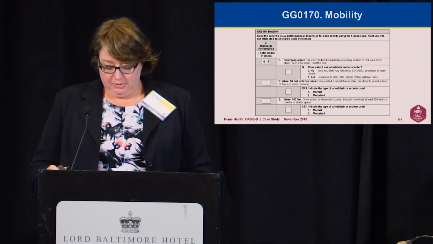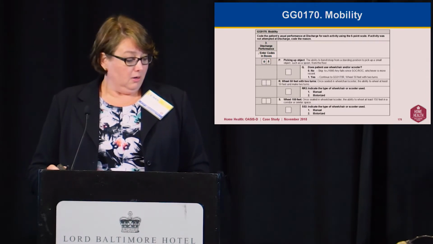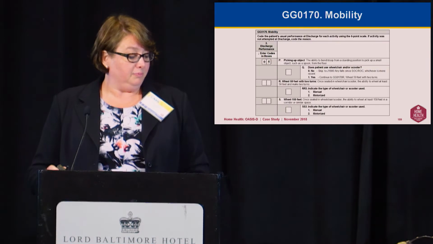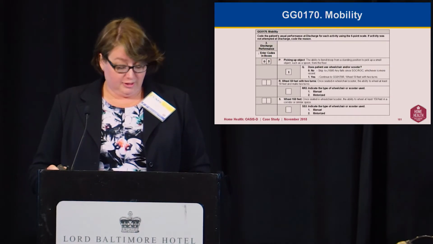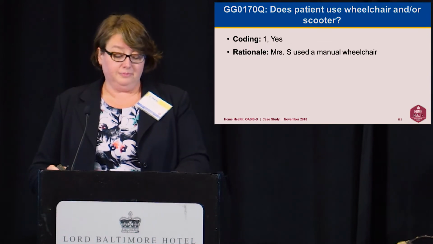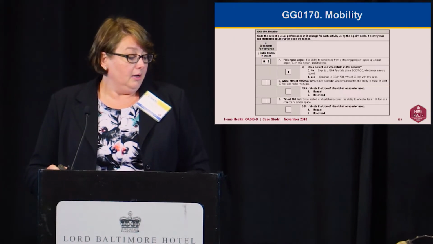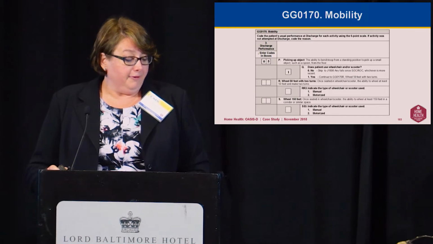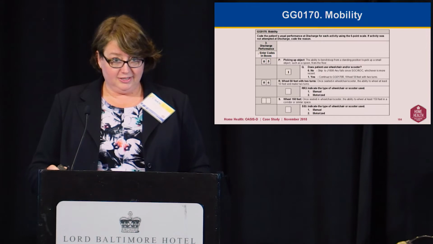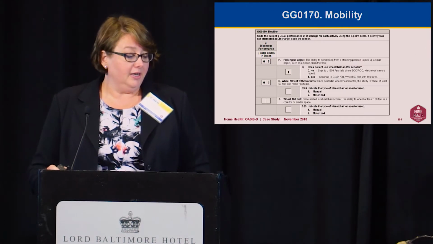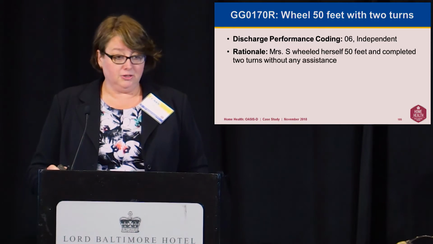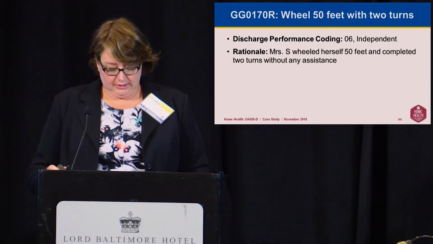Okay. Let's look at Q. Does the patient use a wheelchair or a scooter? Oop, there we go. And the answer is 1, yes, good. She used a manual wheelchair. Looking at R, wheel 50 feet with 2 turns. We got 06, good, good. And again, Mrs. S wheeled herself 50 feet and completed 2 turns without any assistance.